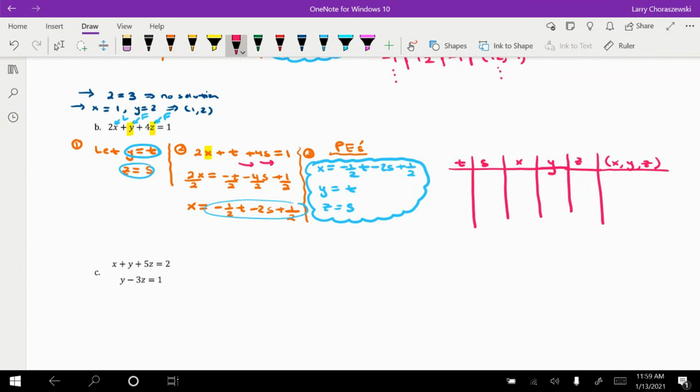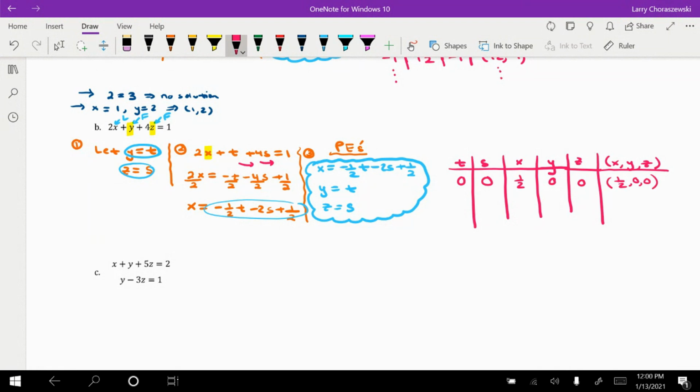Now, what you can do is just pick random values for t and s and plug them into your formulas to get your values for x, y, and z. So for instance, one option for s and t would be 0 and 0, in which case x would be 1/2, y would be 0, and z would be 0, and so 1/2, comma 0, comma 0 would be a solution to the system.